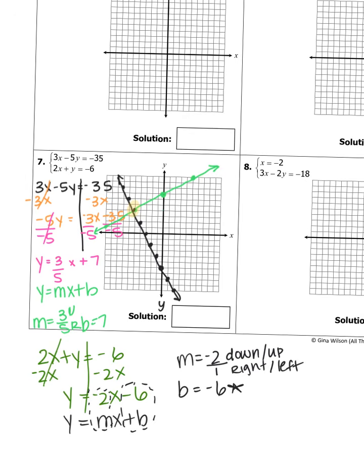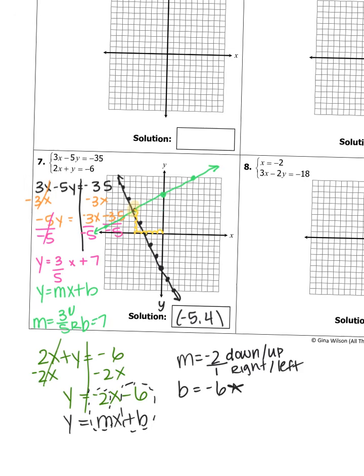So that's left 1, 2, 3, 4, 5. So left 5 is -5, and up 1, 2, 3, 4, and +4. So you have a solution at negative, whoopsie daisies, did not mean to do that. You have a solution at, didn't mean to do that either, -5, 4. And that would be your answer. All right, go ahead and try number 8 on your own, and then you are finished.